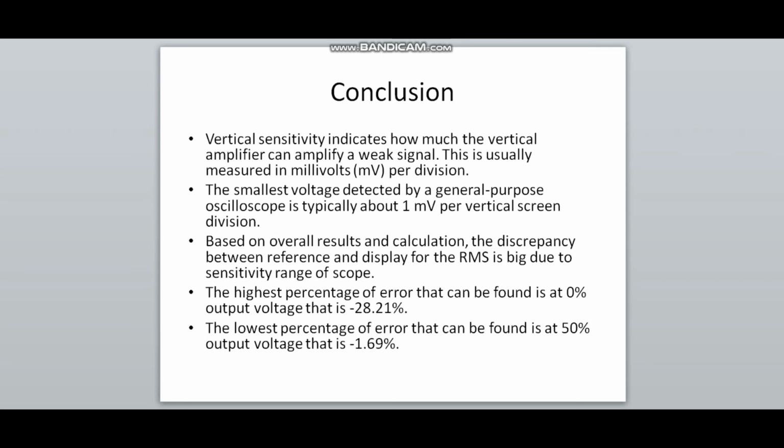Based on overall results and calculation, the discrepancy between reference and display for the RMS is big due to the sensitivity range of the scope. The highest percentage of error that can be found is at 0% output voltage, that is negative 28.21%. The lowest percentage of error that can be found is at 50% output voltage, that is negative 1.69%.